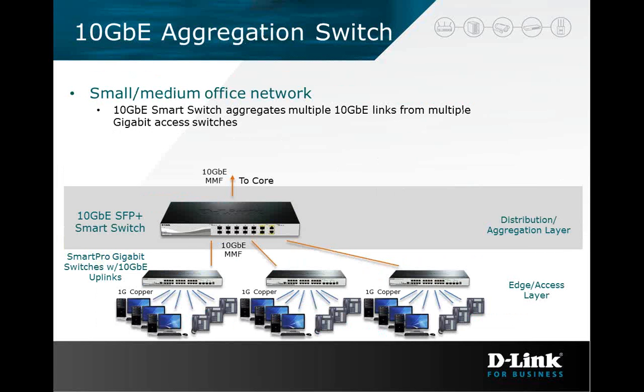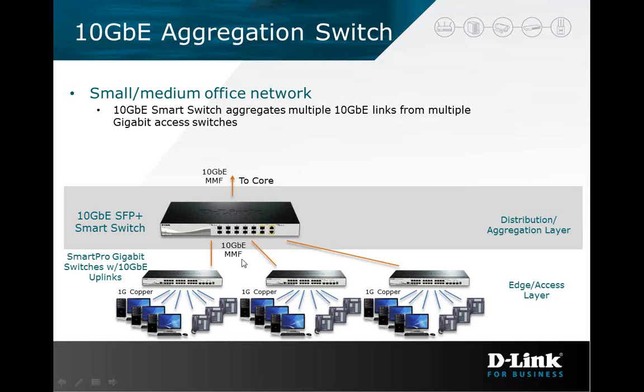Now we'll move up a layer and talk about the distribution or the aggregation layer of the network. Let's start at the bottom and work our way up. These switches down at the bottom are our edge or access switches, and these are gigabit smart switches with 24 or 48 gigabit links. These are going to the offices and the cubicles, to the PCs, IP phones, printers, and maybe some wireless access points. So these are gigabit copper connections, and these particular gigabit access switches have 10 gig uplinks.